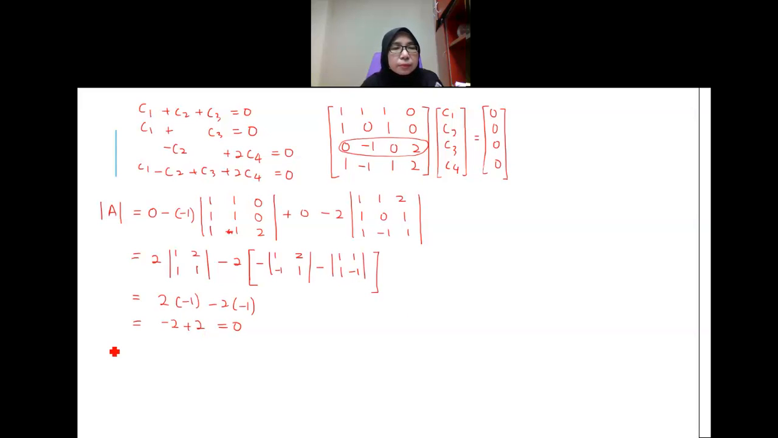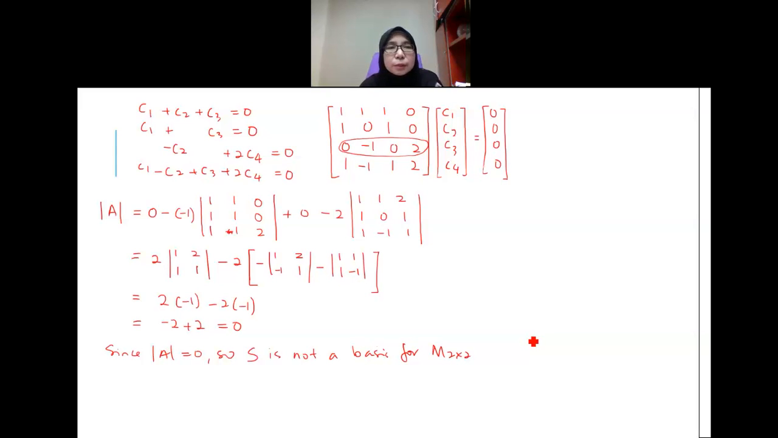So therefore, since determinant of A equals to 0, so the set S, just now is set S, right? S is not a basis. Is not a basis for M 2 by 2.